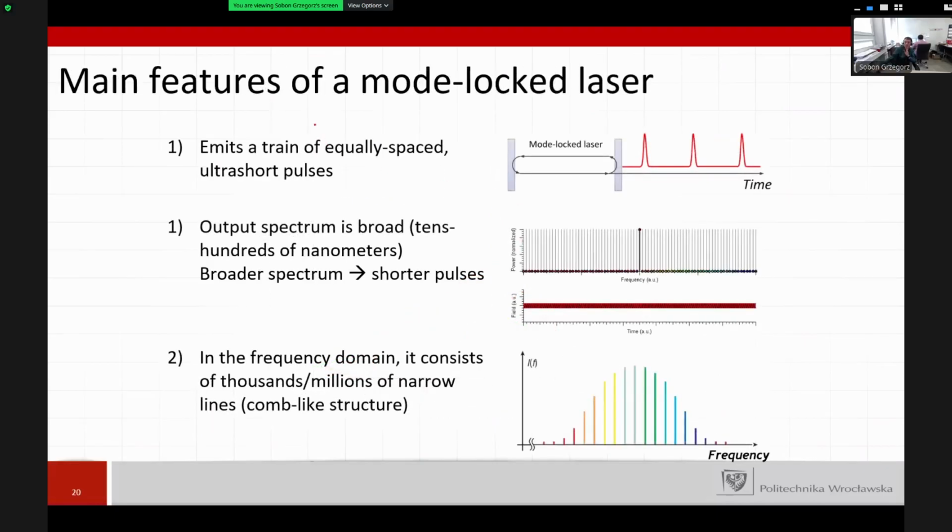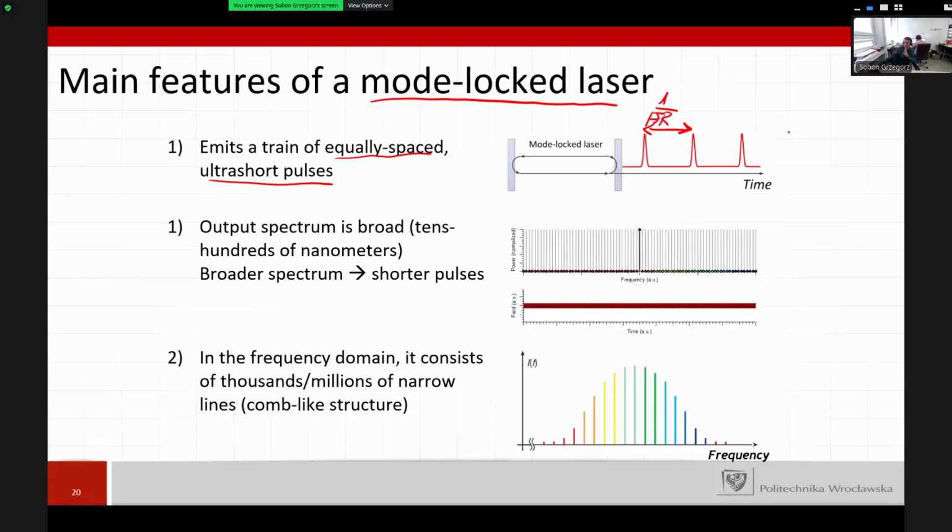So to summarize the main features of the mode-locked laser. The mode-locked laser will emit a train of equally spaced, very short pulses. It's important to remember that these pulses are identical and they are equally spaced. And they are spaced by the resonator round trip time, which is the inverse of the free spectral range, or the repetition rate.